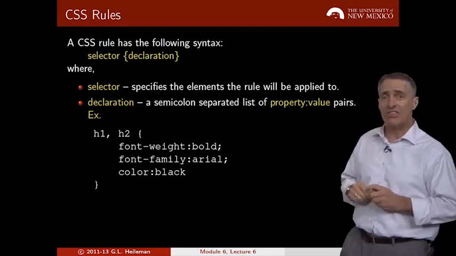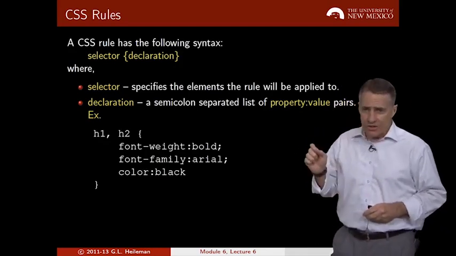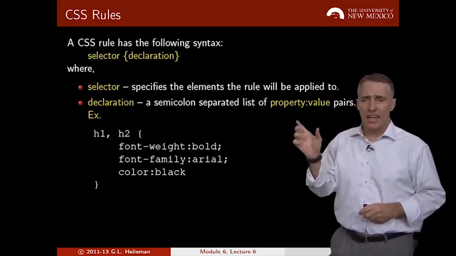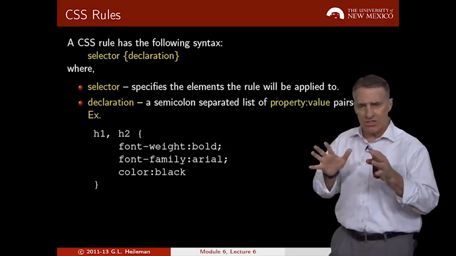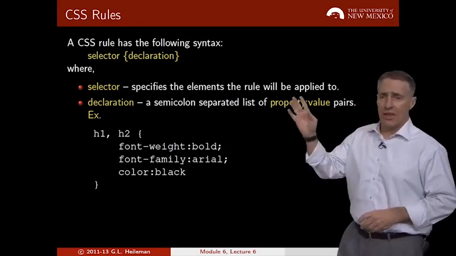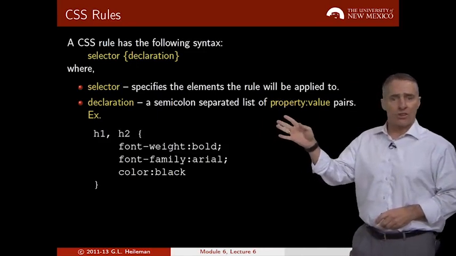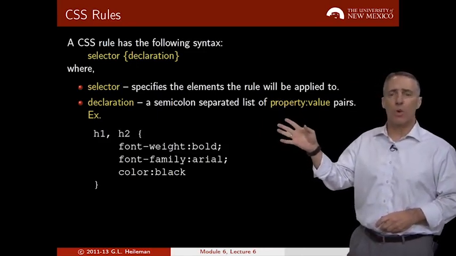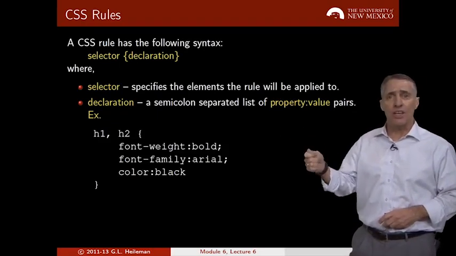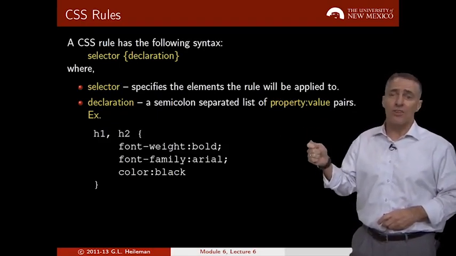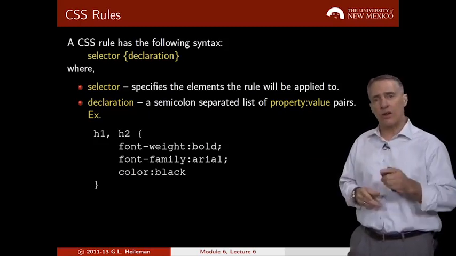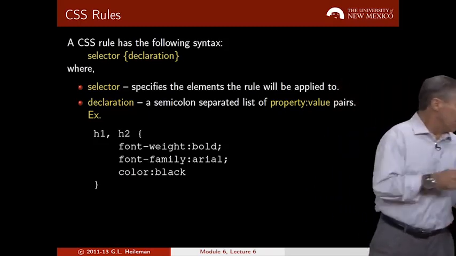In this example, the selectors are H1 and H2. So all level 1 headings and level 2 headings in the document are going to be styled by these rules. And you'll see the open curly brace and then 3 declarations. The first sets the font weight as bold. The second sets the font family as Arial. And the third sets the font color black. So there's 3 declarations here, and notice that they're separated by semicolons.